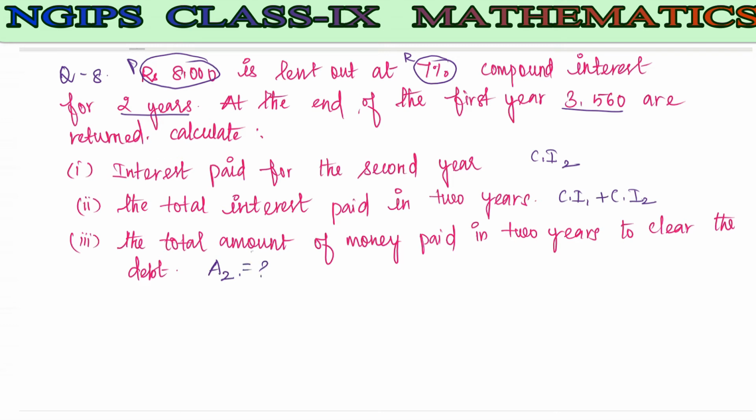Now here I am just going to write the given conditions. Here, solution: given principal is equal to rupees 8,000 and we have rate is equal to 7%.